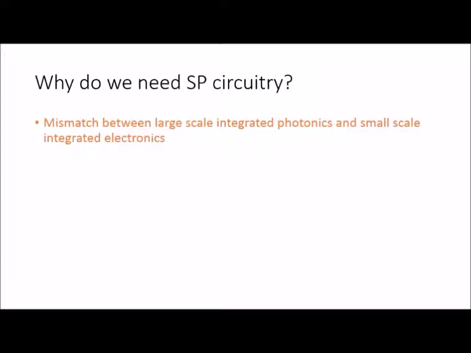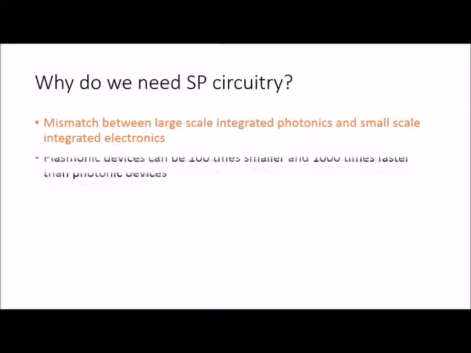The simple reason behind it is the mismatch between the large-scale integrated photonics and small-scale integrated electronics. Modern-day electronic circuits have dimensions of tens of nanometers, and the conventional photonic device size is about the order of lambda by 2 or 500 nanometers. Fortunately, signals in a plasmonic waveguide can have transverse dimension smaller than 100 nanometers. Plasmonic devices can be 100 times smaller and 1000 times faster than current photonic devices.